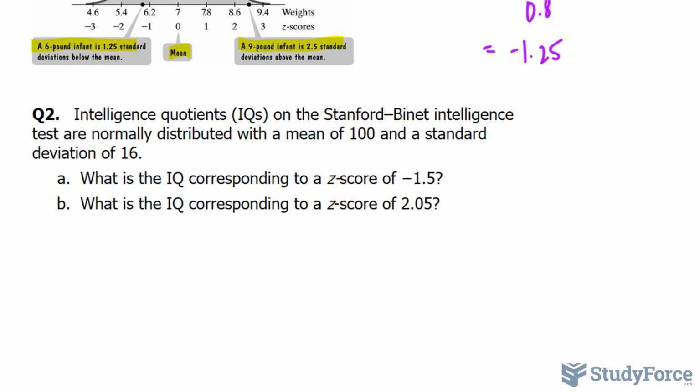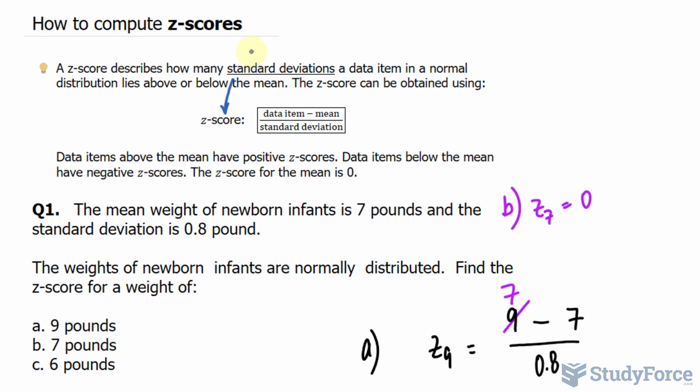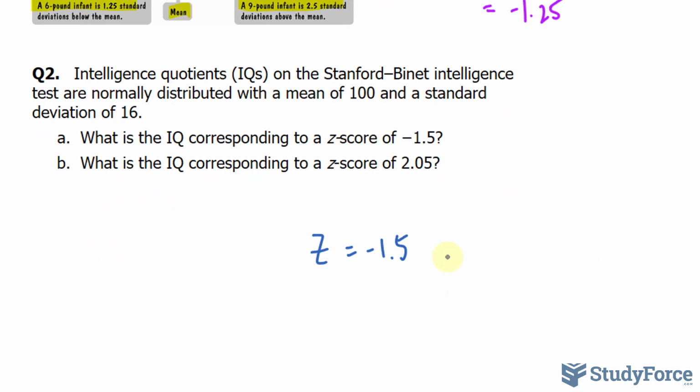So our z-score, we're actually doing the opposite of before. Our z-score is equal to negative 1.5. So using the formula that we just used, I'll substitute that into this part. I'll show you what I mean.